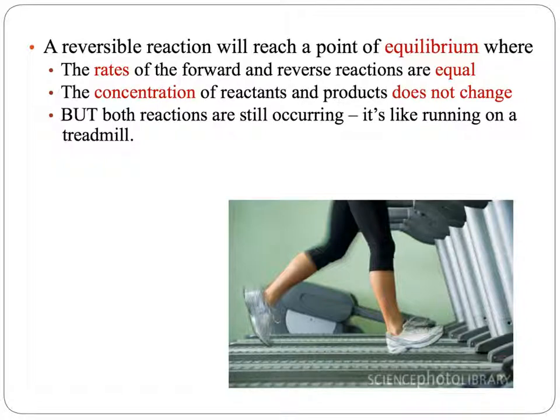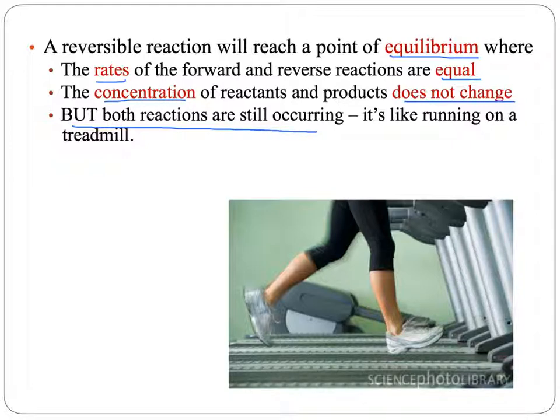So a reversible reaction, one that can go both forwards and backwards, will reach a point of equilibrium where the rates of the forward and reverse reactions are the same, they are equal, but the concentration of the reactants and the products does not change. So the concentration, the molality, stays the same, but these reactions are still occurring. This is a dynamic state.